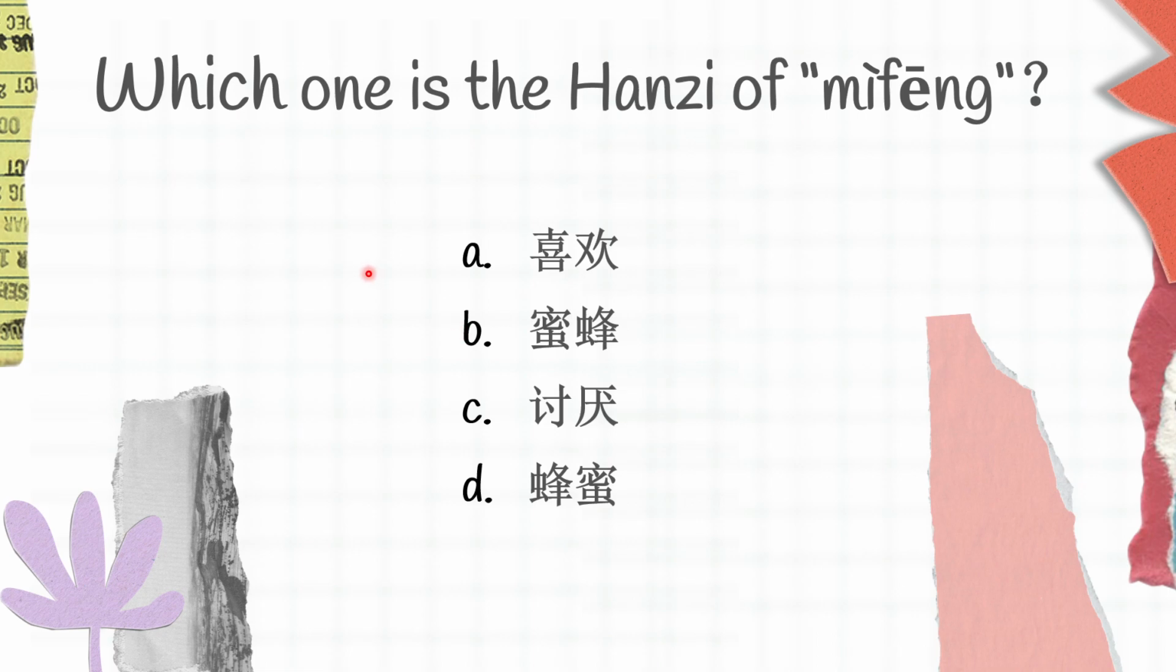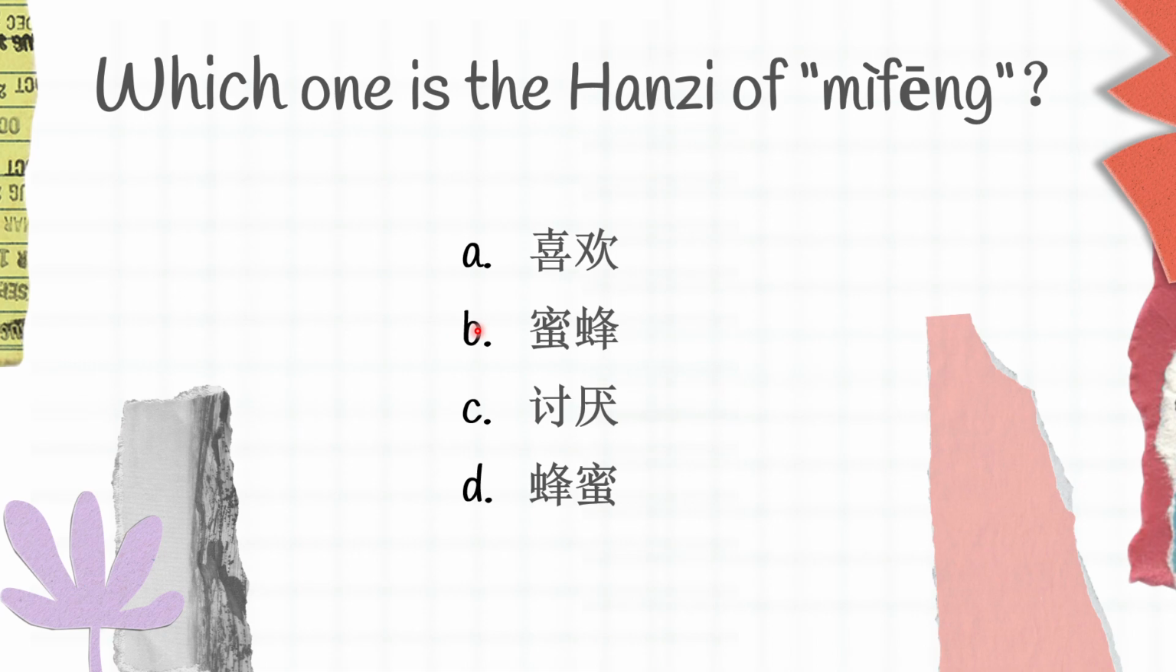Moving on to the next question: which one is the Hanzi of 蜜蜂? Which one do you think is the correct answer? A is 喜欢, B is 蜜蜂, C is 讨厌, and D is 蜂蜜. 蜜蜂 is B.